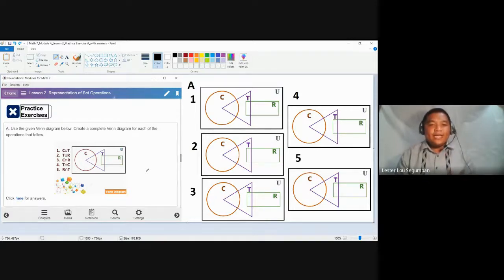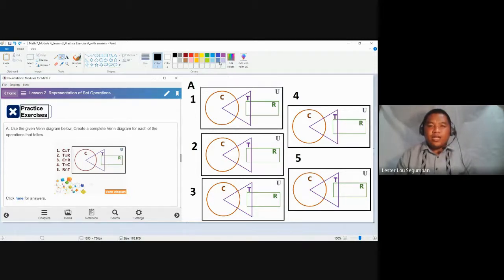Number one, C union T. In set operation, when you say union, it includes everything in both sets. When I say the union of the set of grade 7 students and the set of grade 8 students, in short, it will include all of you grade 7 students and all of the grade 8 students into one. So to represent it using a Venn diagram, we are going to shade all parts of set C for number one and all parts of set T. When I say all, so number one, all parts of set C, circle.